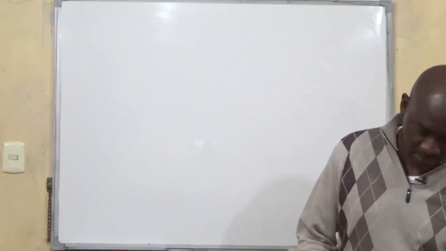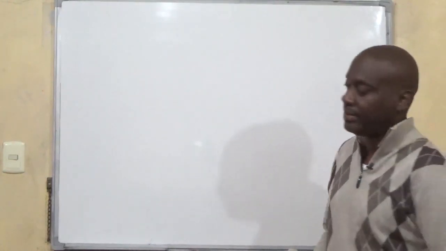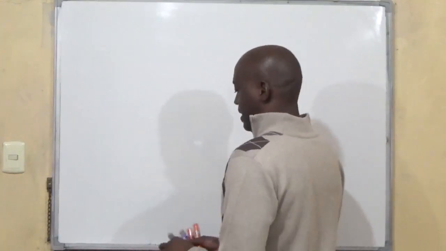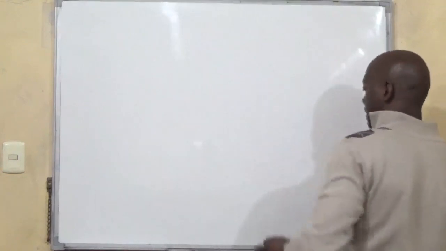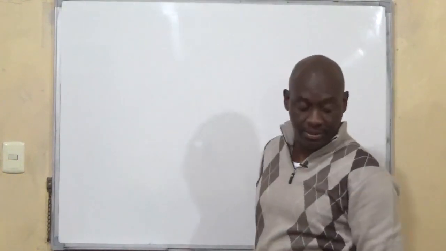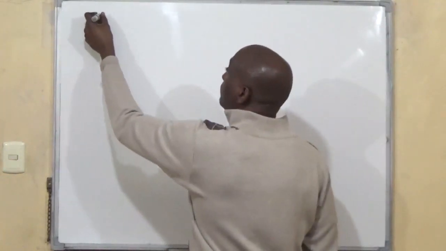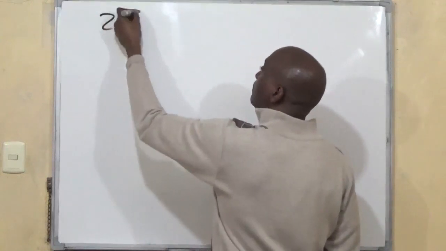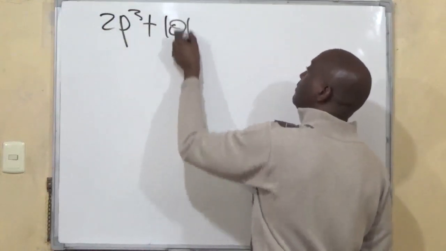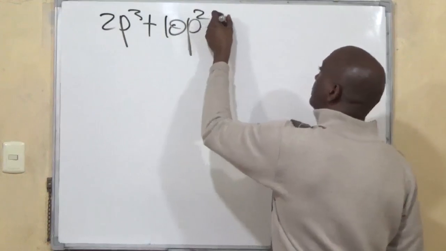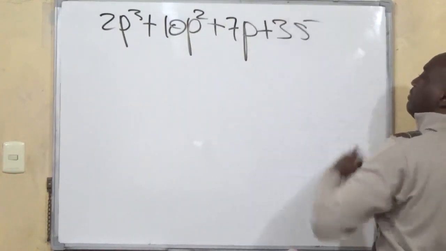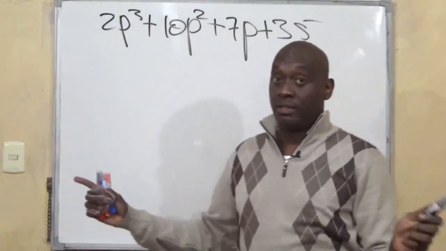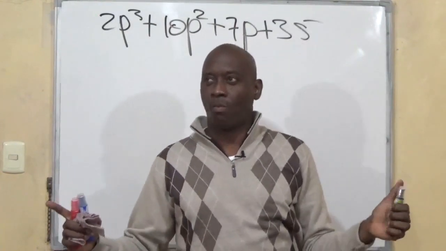All right, so let me go again. 2p cubed plus 10p squared plus 7p plus 35. Right, long expression, 4 terms.